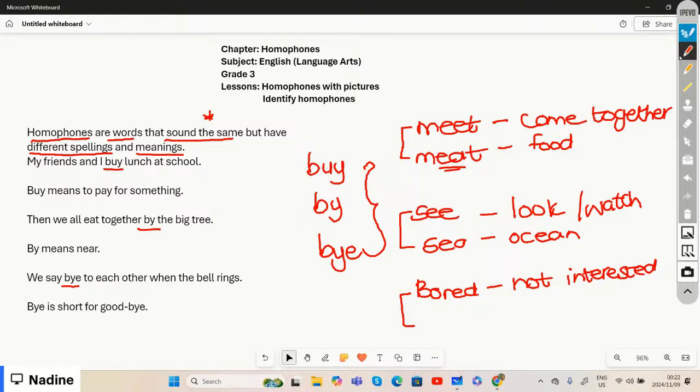So this bored, B-O-R-E-D, it's like I'm not interested, I'm tired. It's like you're just sitting there in class and you're listening to somebody and you're thinking, when is the lesson gonna be over? But now, what is another word that is the same as that word bored? And another word the same as bored is this word, B-O-A-R-D. And this word board, right, is a piece of wood.